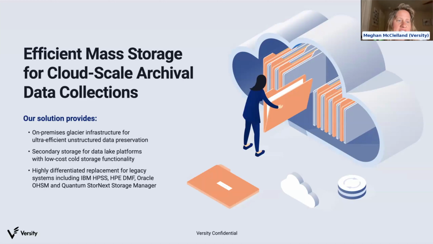For organizations that already have a large archive, it's definitely a differentiated replacement for legacy systems. And those systems that have been running with competitive technology oftentimes are aging out. There's infrastructure that needs to be replaced. It's a great time to look at a different kind of system. And there are several things that really set Versity apart, which we'll go over later in the presentation today.